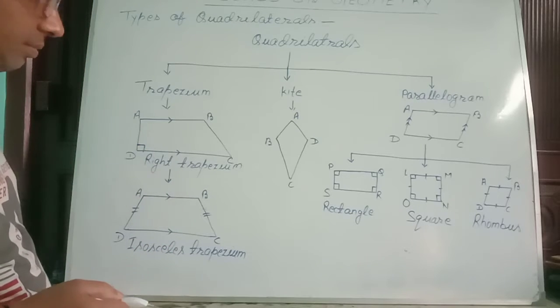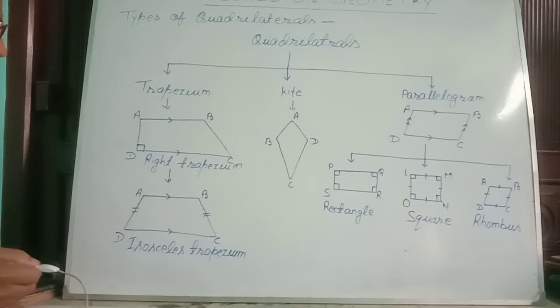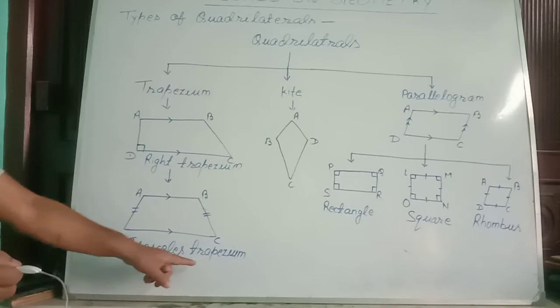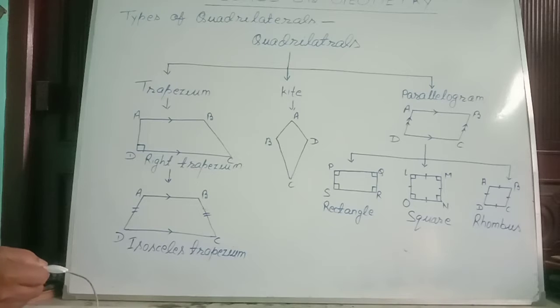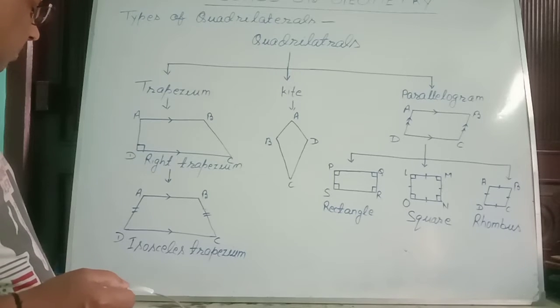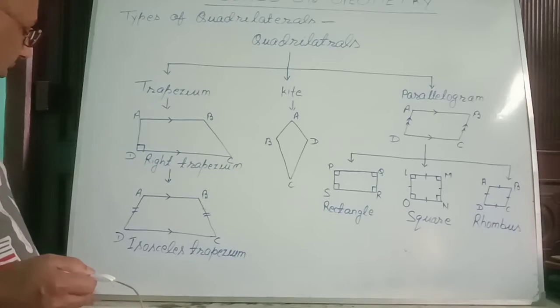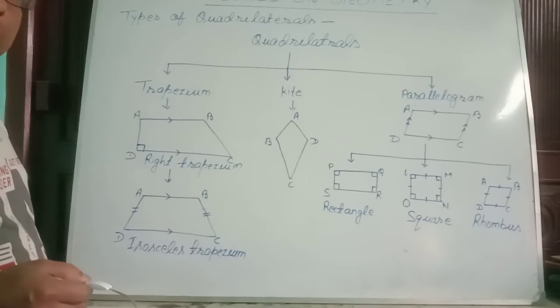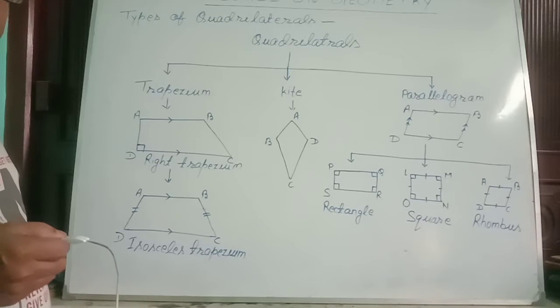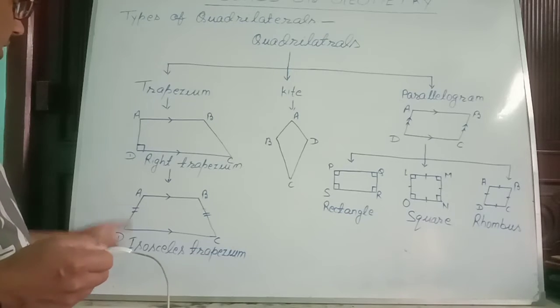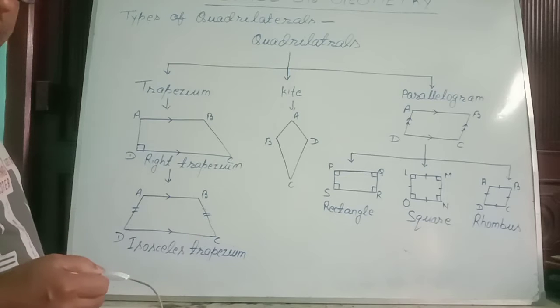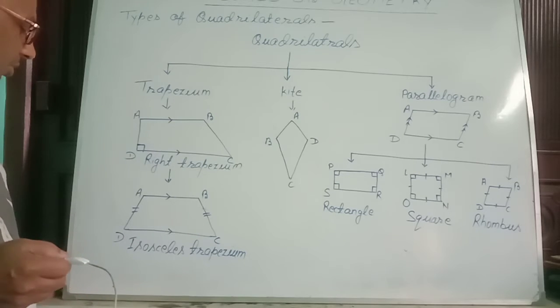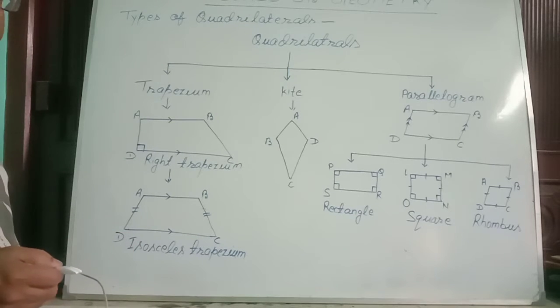with CD. Another type of trapezium is the isosceles trapezium. In an isosceles trapezium, two sides of the trapezium are equal. In this figure, AD and BC, these two sides are equal and one pair of opposite sides are parallel. AB and CD are parallel. So this type of trapezium is named the isosceles trapezium.